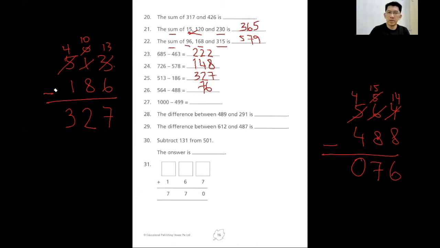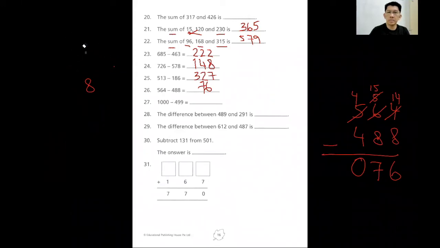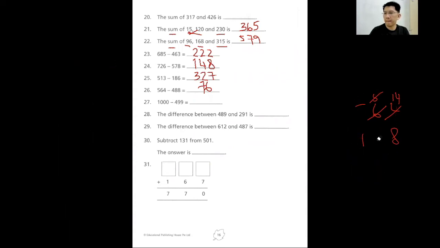I'm going to clear the screen now so we can do question number 27. Okay. Question number 27.